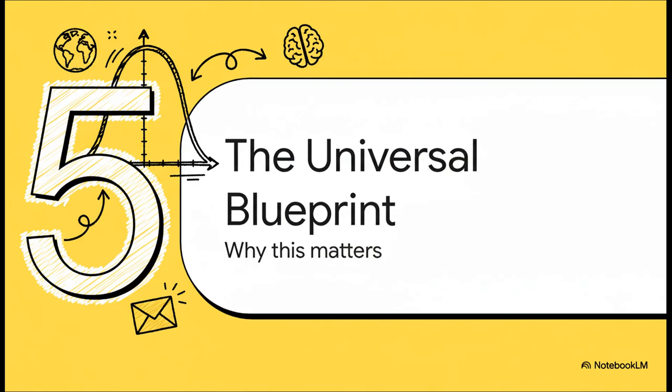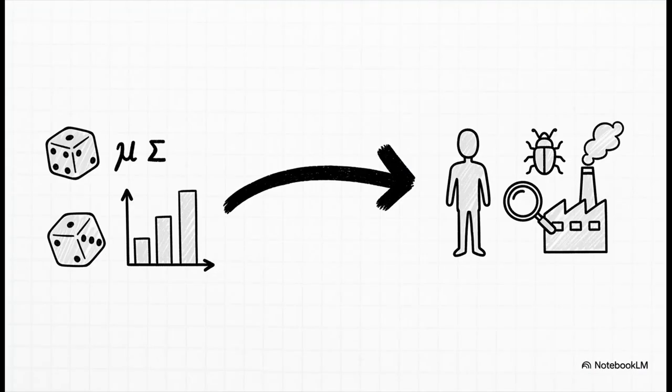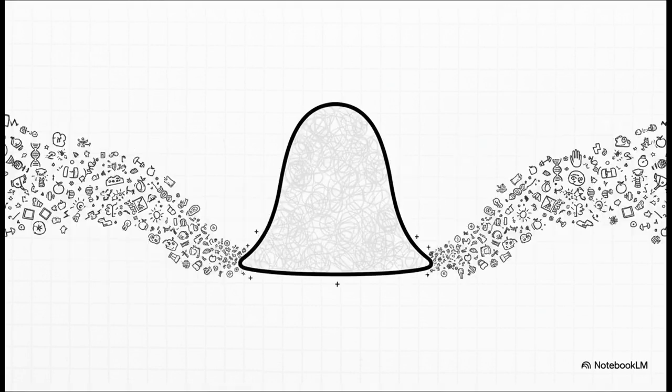So let's bring it all home in our final section, the universal blueprint. This is where we get to see why this abstract mathematical idea actually matters in the real world. So the crucial point, the profound implication here, is that this isn't just about dice rolls or equations on a chalkboard. The central limit theorem is basically the blueprint for how randomness actually behaves out in the wild. The reason the bell curve is so universal is because so many things we see are just the sum total of a ton of tiny independent factors.